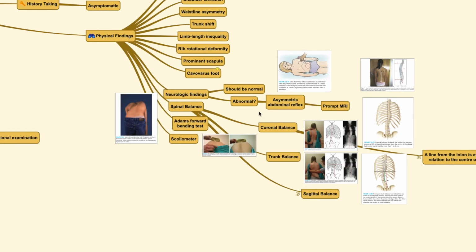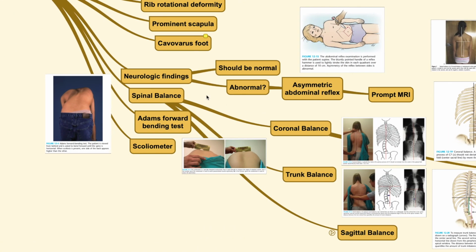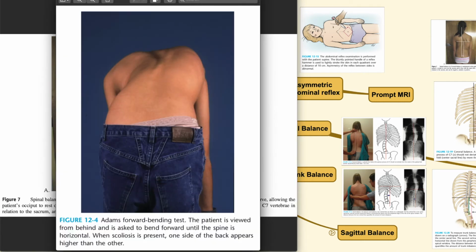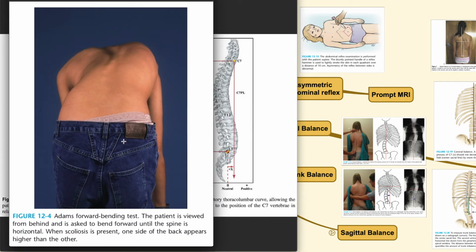Now, the things you could do to evaluate the neurologic findings. I'm going to show you this one test first. This is called the Adams forward bending test, in which the patient is asked to bend forward, and you as the examiner examine the patient from the posterior aspect. Now, you could see here that one side of the back appears higher than the other. This is due to the rotation of the rib cage itself. So this is the prominent rib bones.